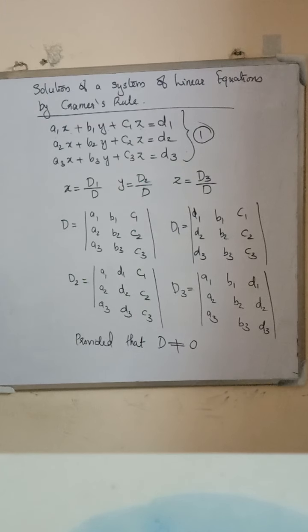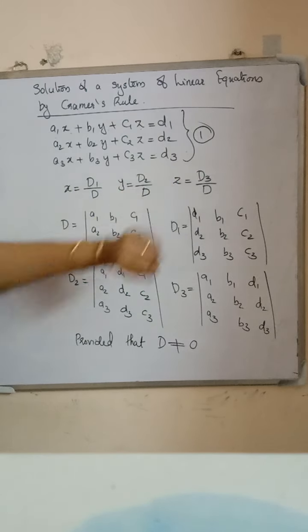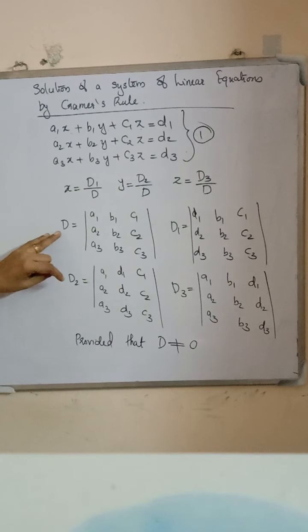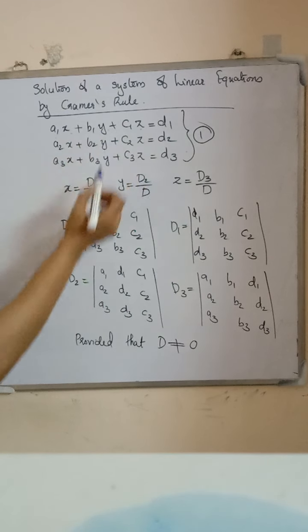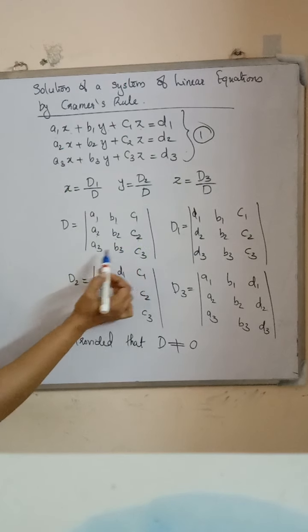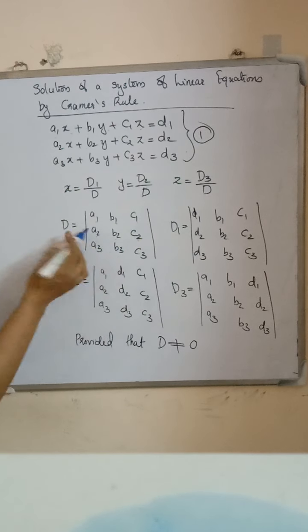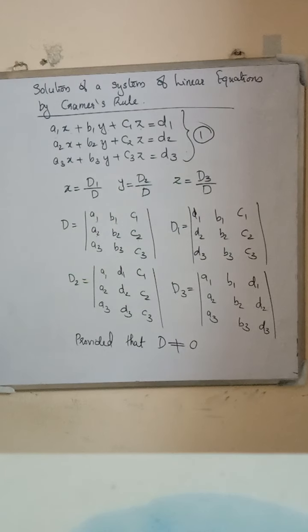By Cramer's rule, the solution is x is equal to d1 by d, and y is equal to d2 by d, and z is equal to d3 by d. Here d is the determinant of the coefficient matrix. Here the coefficients are a1, b1, c1. So the coefficient matrix is a1, b1, c1, a2, b2, c2 and a3, b3, c3. So d is the determinant of the coefficient matrix.